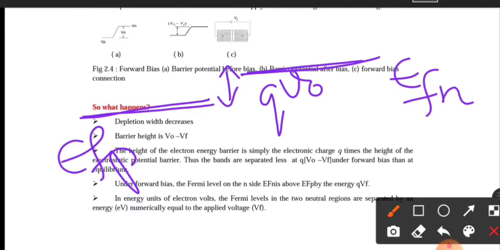In the notes, I'll be sharing the notes in which it has been drawn properly, so it will be more clear for you at that time.